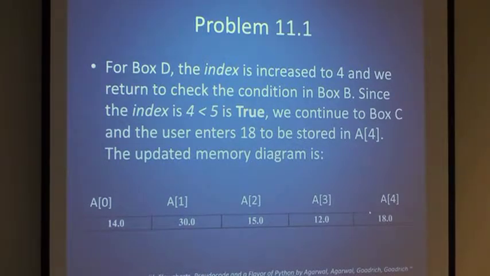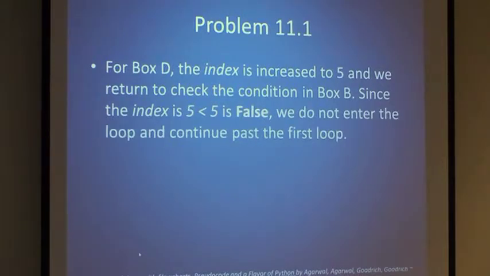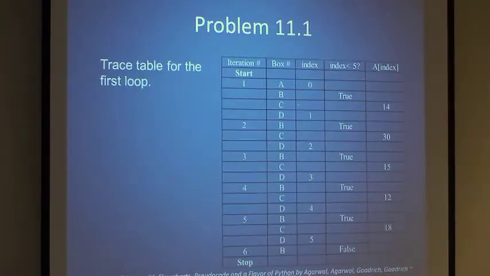Now what are we going to print? In reverse order. So we're going to print 18 first, then 12, then 15, then 30, then 14. Therefore you reverse the loop. Go back to the flowchart, okay? This is a trace, very important for the last test, okay?